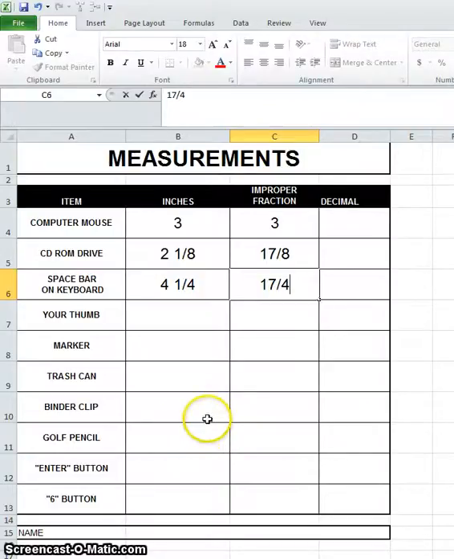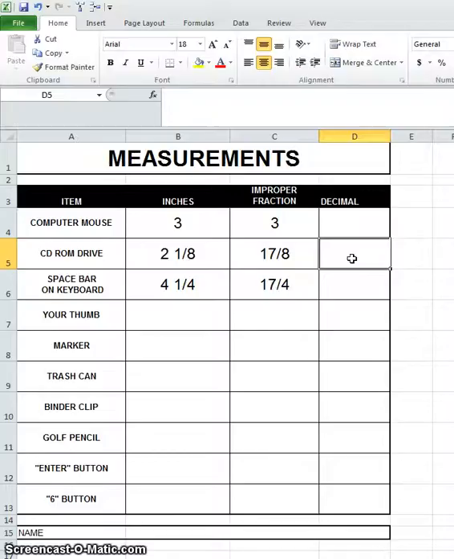All right, so then all we need to do next is figure out the decimal. And you know that if it's 17/8, you take 17 divided by 8 to get the decimal value there. Or here you take 17 divided by 4 to get the decimal value. All right, so when you're done with the measurements and then the figuring out the improper fraction and the decimal, you're going to write your name down here and turn in your paper. And then in the next lesson, we'll use these and go back to when we learned how to chart, and we're going to chart this.